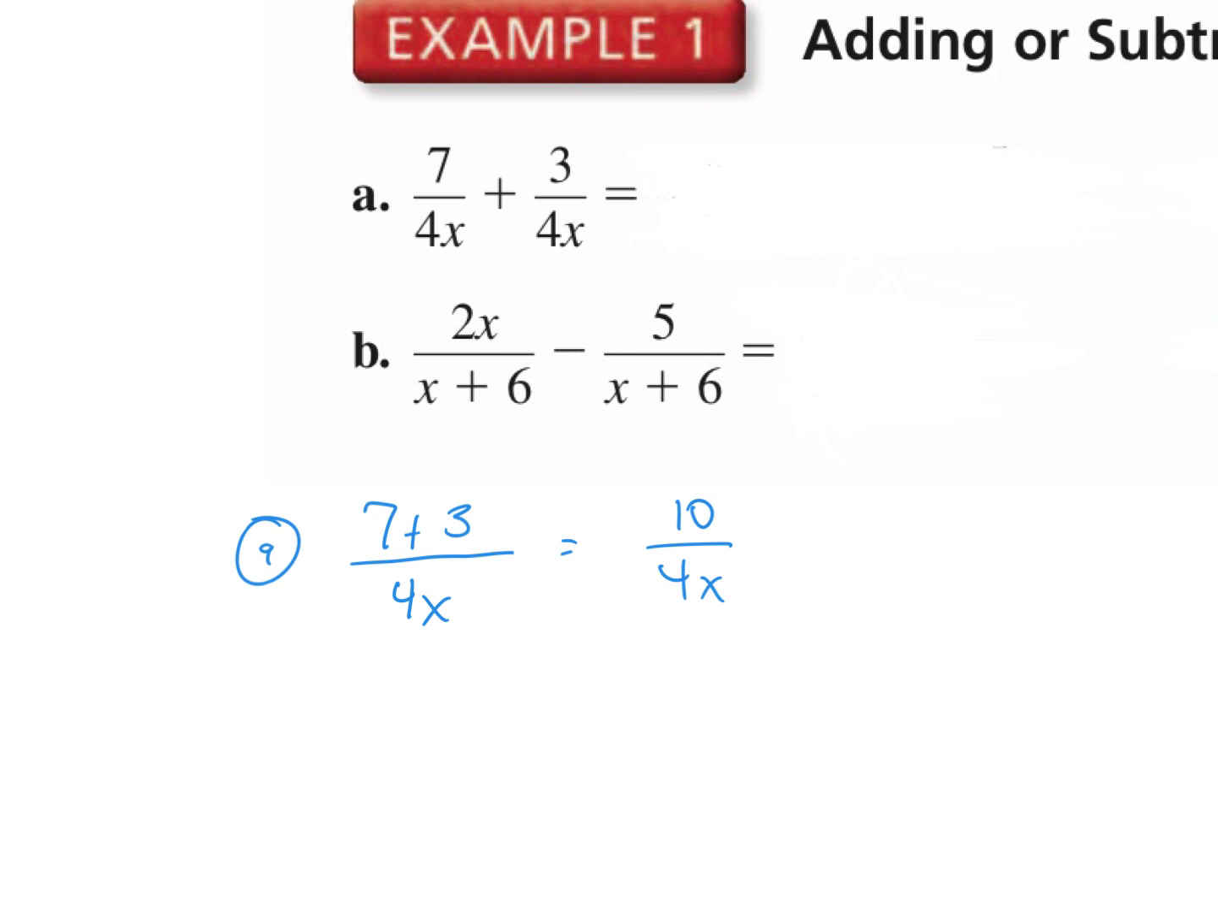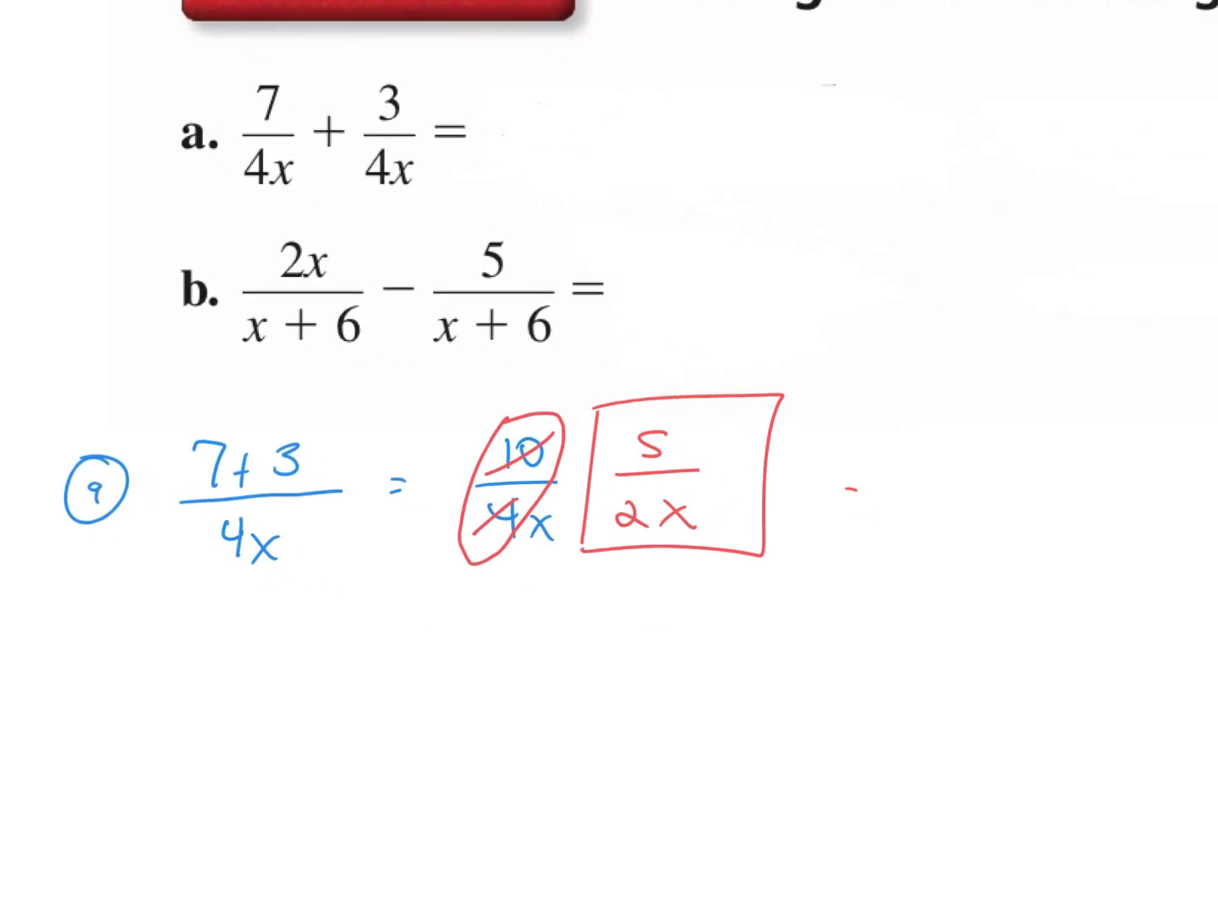Can I simplify this? Yes. I have a 10 and a 4. What number goes into both 10 and 4? What is it? 2. Right. If I divide the top by 2, I get 5. If I divide the bottom by 2, I get 2. Correct? Now, this is your answer, but you also have to tell me what x cannot be.